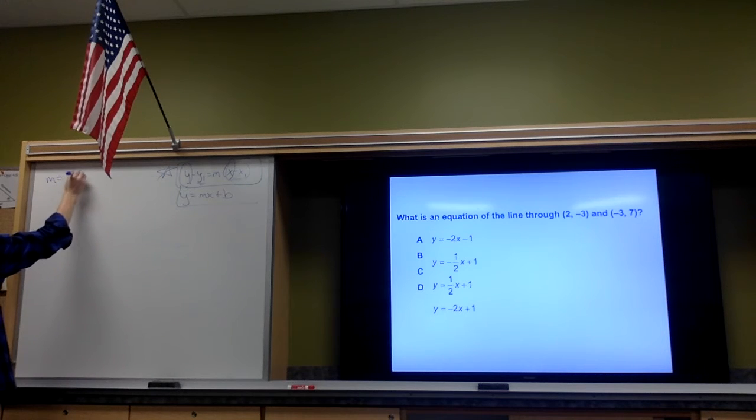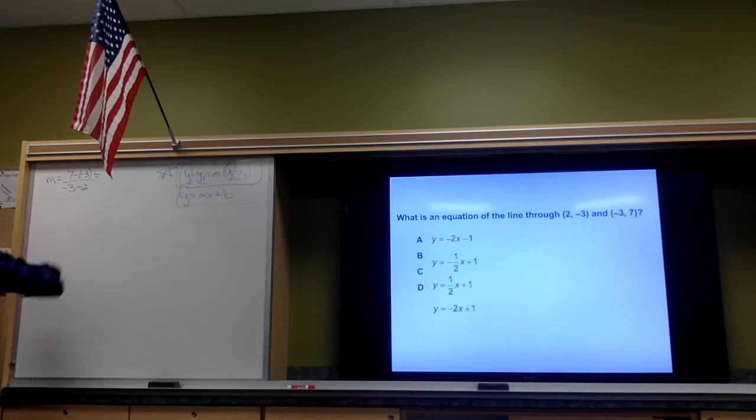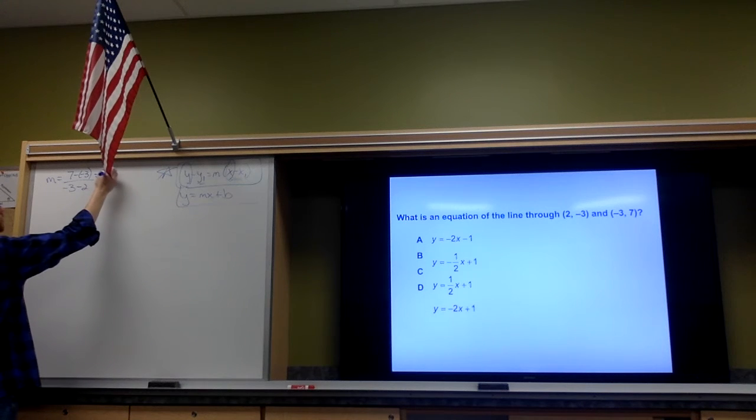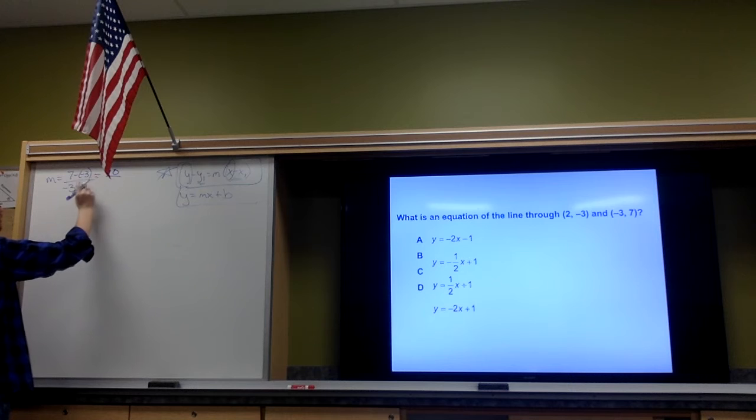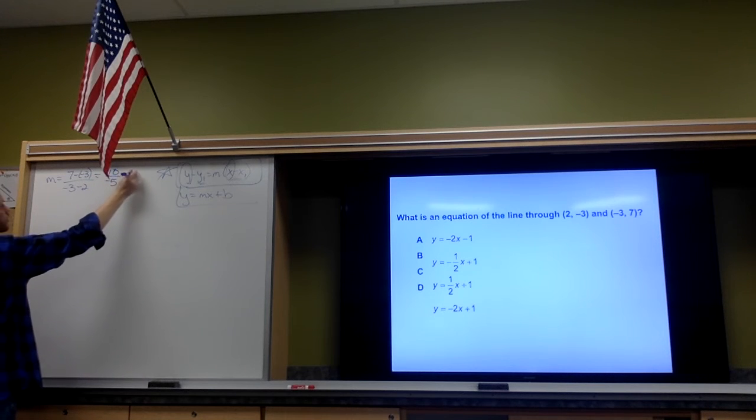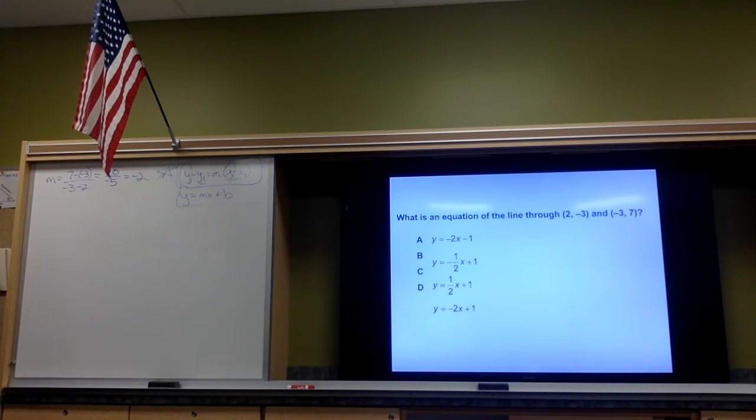So I'm going to say 7 minus a negative 3 divided by negative 3 minus 2. Okay? So this becomes a positive, so this would be a 10 on top. On the bottom, we'd get what? Negative 5. If I divide those, I get negative 2. Okay, the slope's good. Now I get to pick a point.